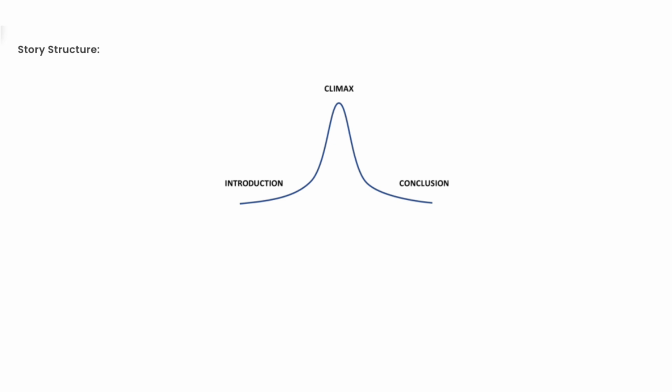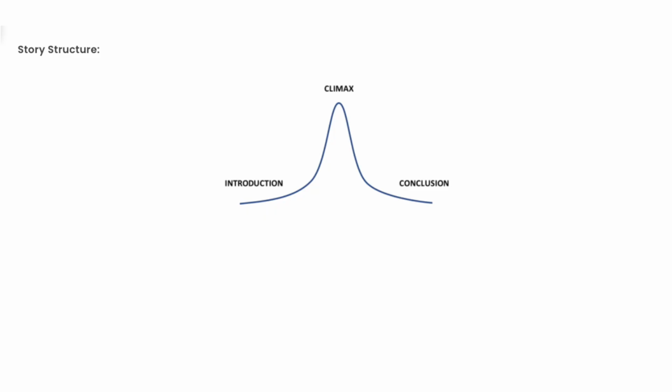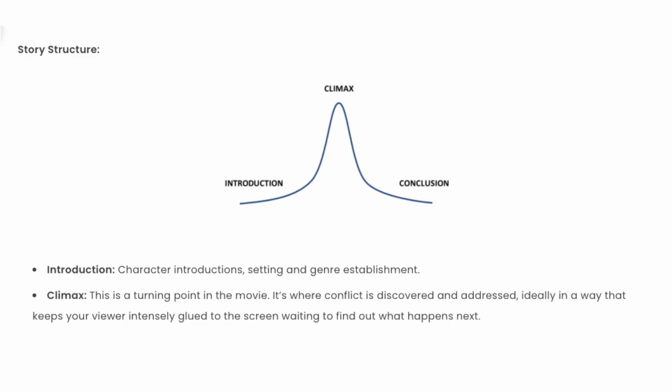Here on the screen you can see a storyline graph. It's how I structure a story, how stories in videos are usually structured. You'll see that every story starts with an introduction, which is usually character introduction, setting, and genre establishment. After the introduction, the story needs to build up slowly to then reach the climax, which is the turning point in the movie. It's where conflict is discovered and addressed, ideally in a way that keeps your viewer insanely glued to the screen, waiting to find out what happens next.